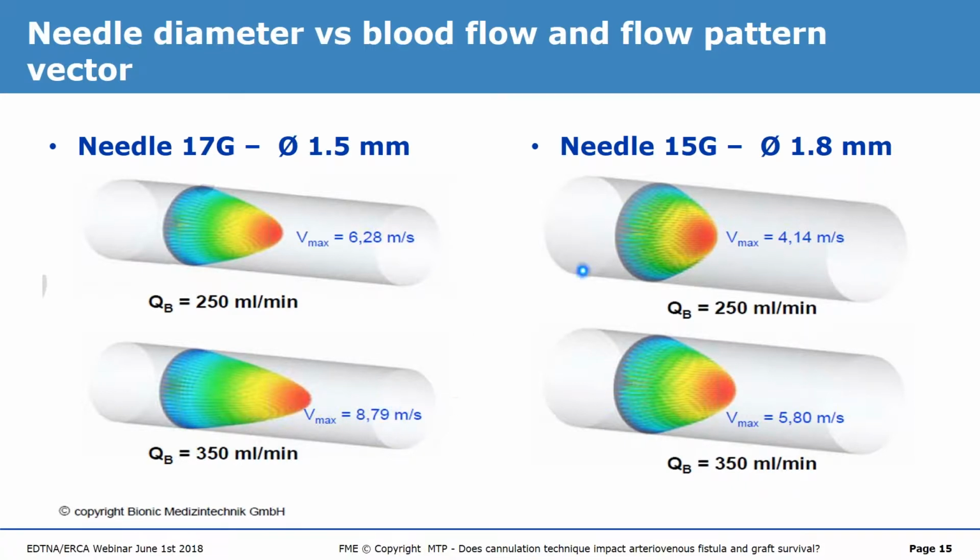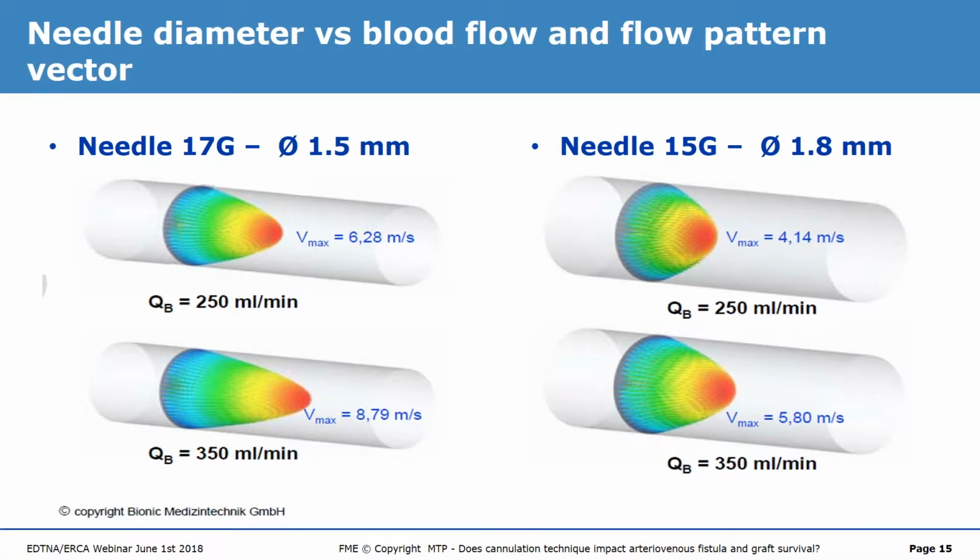meters per second. The situation is different if you use a 15 gauge needle. You can see that with a QB of 250, the speed is much lower, 4.14 meters per second. But even with a QB of 350 milliliters per minute, the return speed is 5.8 meters per second, lower than the speed that you have with a 17 gauge needle with a lower QB. It seems a very difficult slide to understand, but in the next one, I will give you an example that will explain exactly the specific meaning of these slides.